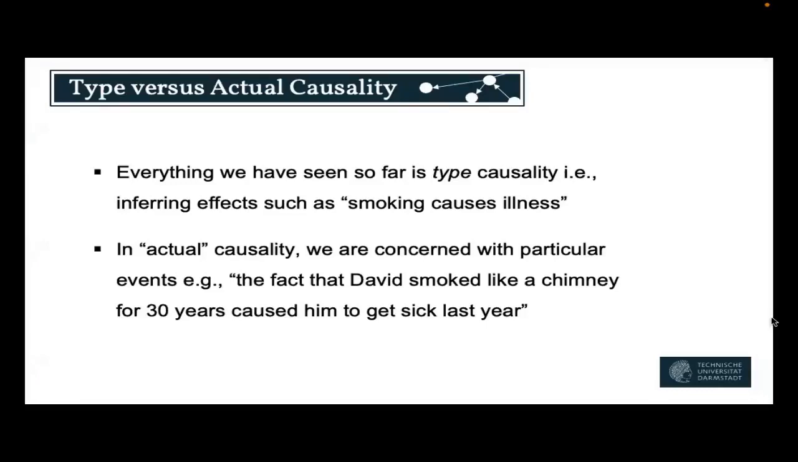So yeah, the key distinction I want to highlight here, to put it in context to everything you have seen so far, is type versus actual causality. So what is type causality? In your head, you can just think type causality equals Pearl. So it's all of these general statements, and by extension equals potential outcomes. So, smoking causes illness, in general. That would be the statement you remember when talking about a situation like this. But in actual causality, we are concerned with particular events.